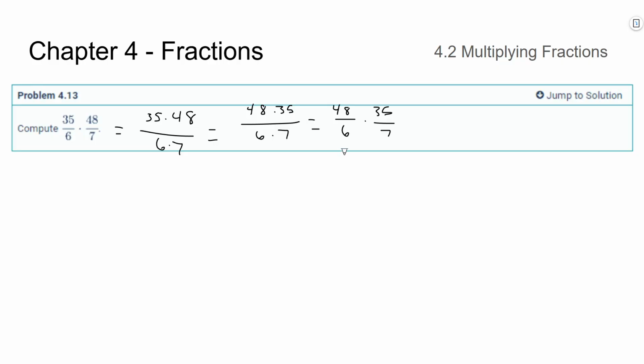So this might actually be a good idea, right? Because 48 divided by 6 is just 8, and 35 divided by 7 is 5. So now we have 40. So that's a little bit easier than trying to multiply 35 times 48 and divide by 42. This is a simpler way to do this. So just know that you can do this. You can re-split up fractions if you need to, and you can use commutative properties. So look for tricks like this to make things easier for you when you can simplify fractions like this.